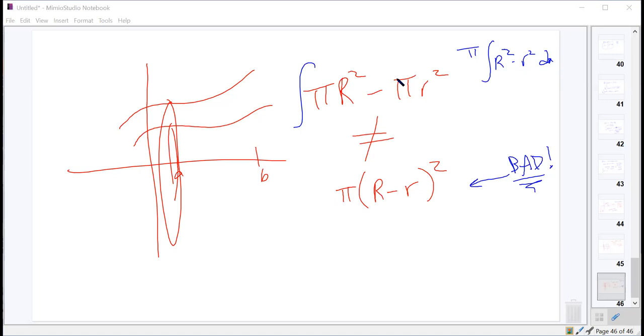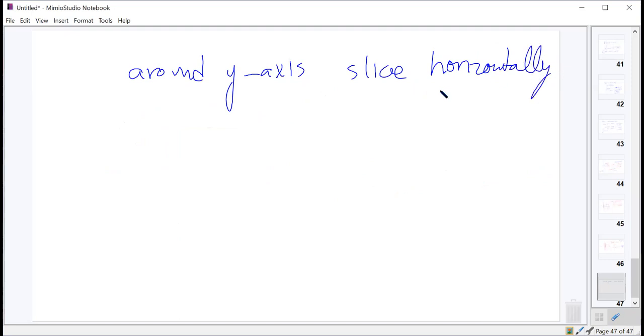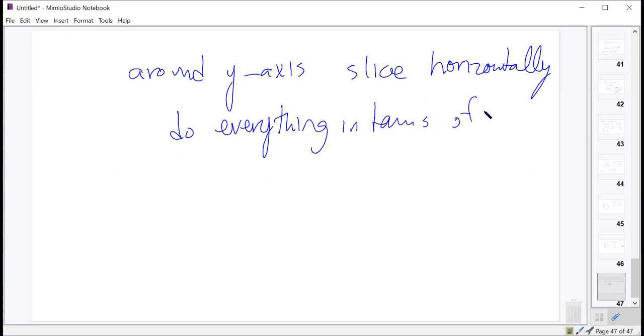What was I going to say? Oh, we can also do these around the y-axis. So if we're going to go around the y-axis, we have to slice horizontally and do everything in terms of y. And note that we don't have to just go around the x-axis or the y-axis. We can go around any horizontal or vertical line that we feel like going around. Just be careful with your radii when you're doing that.